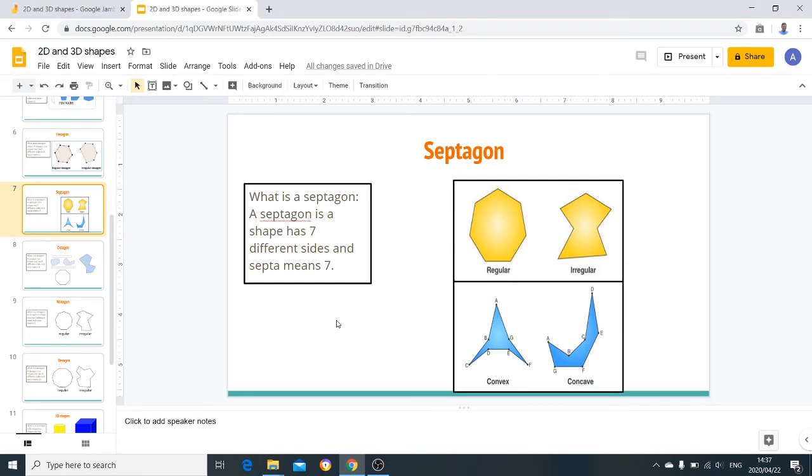A septagon. What is a septagon? A septagon is a shape that has 7 different sides, and septa means 7. This is a regular septagon and this is an irregular septagon.